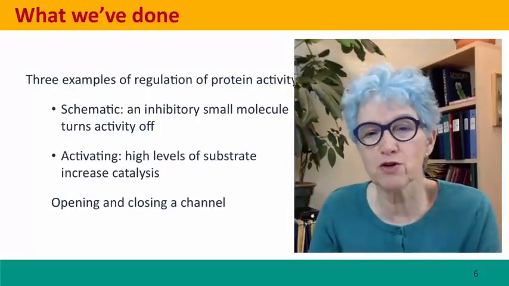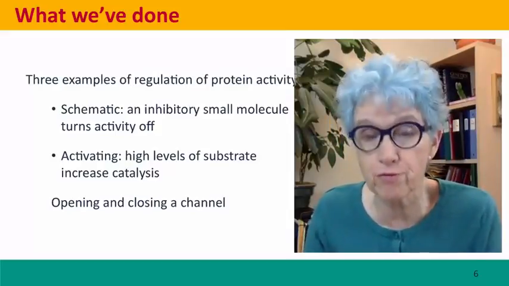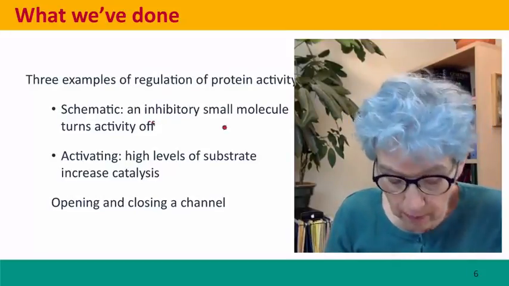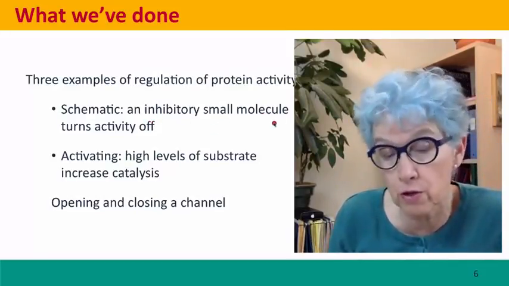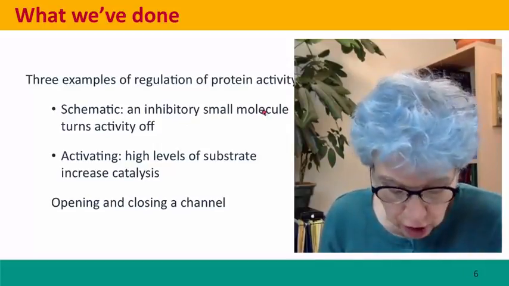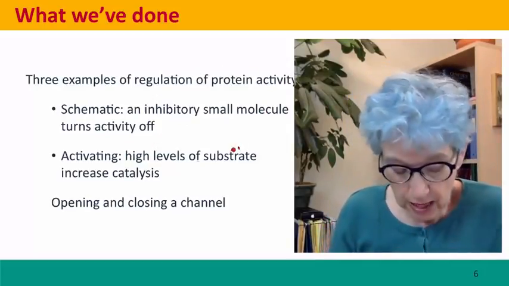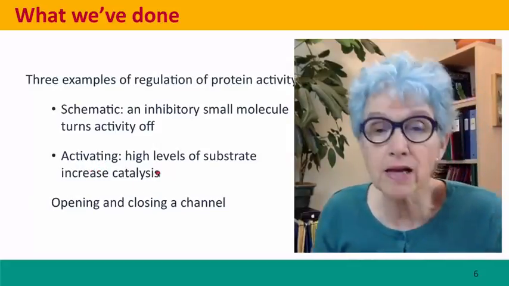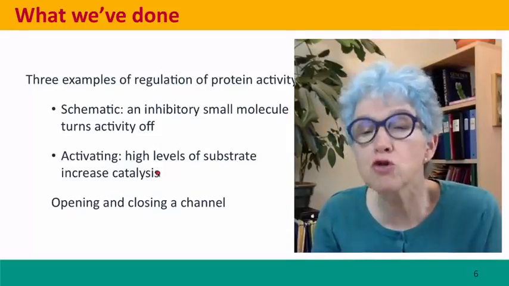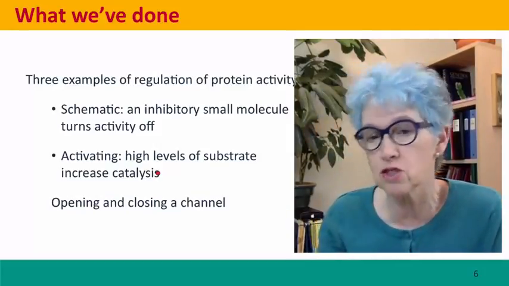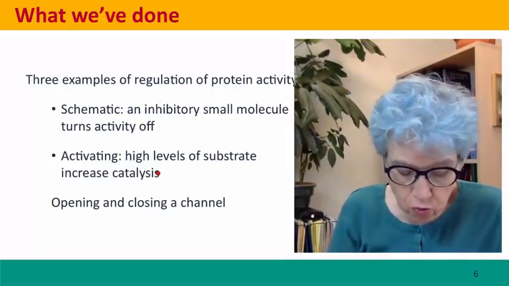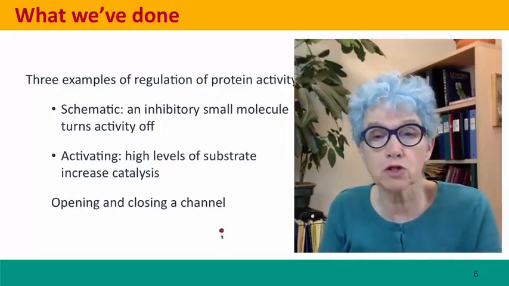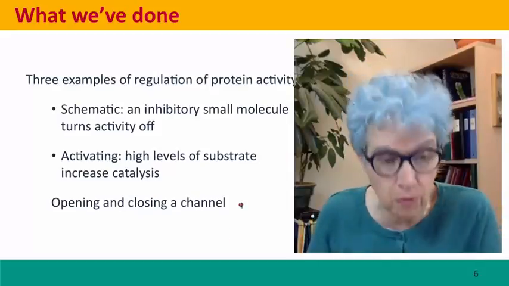So what we've done, we've considered 3 examples of the regulation of protein activity. The first was a schematic diagram where an inhibitory small molecule, which could, for instance, be the product of the reaction, turns the reaction off. The second was a real example, phenylalanine hydroxylase, where high levels of the substrate of the reaction turn the reaction up. They activate catalysis to a higher level. And the third was not a catalytic effect, but the opening and closing of a channel in response to change in the voltage across a membrane.